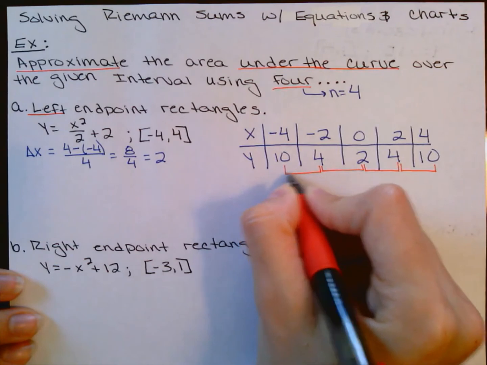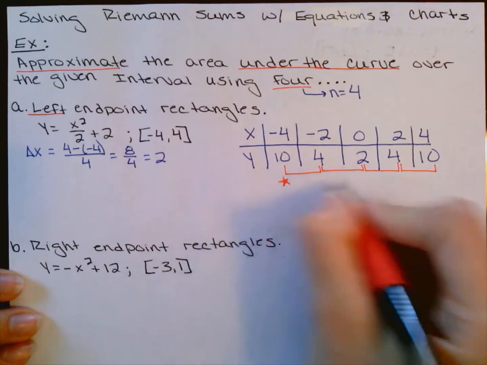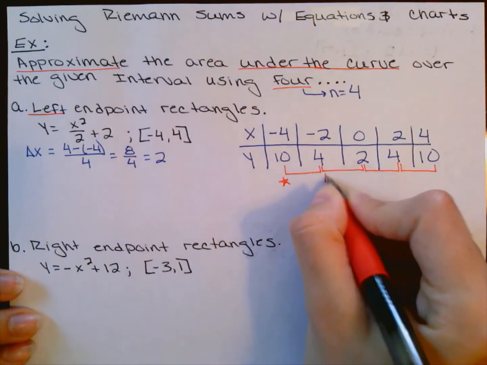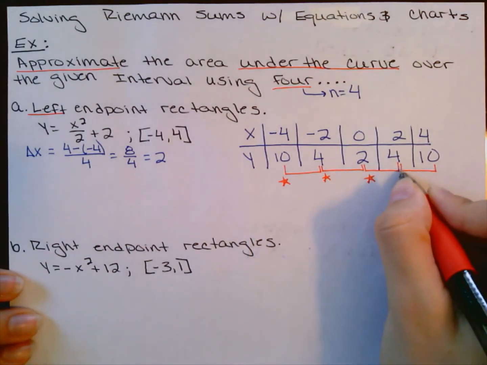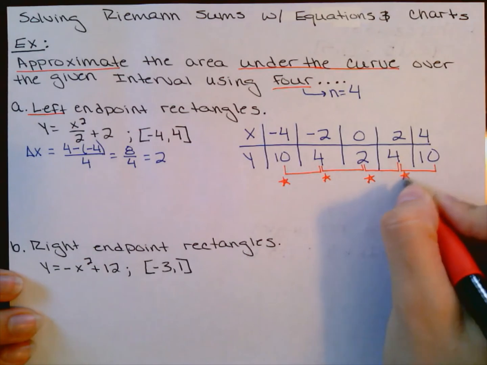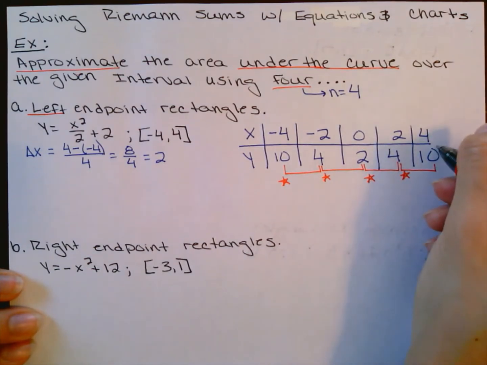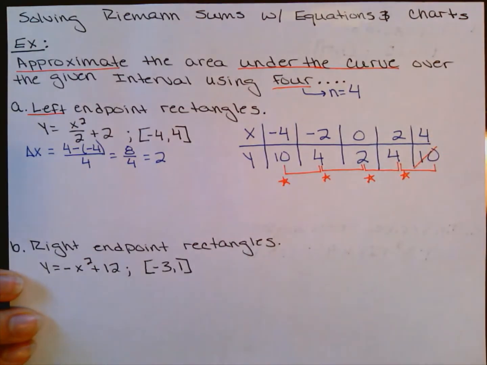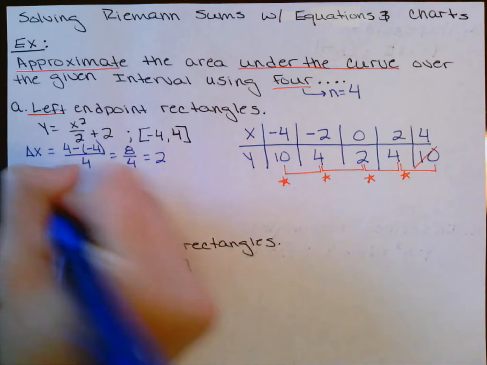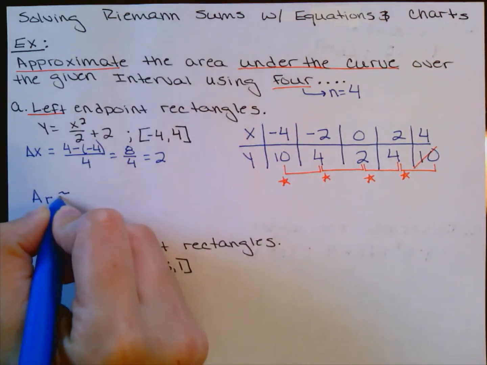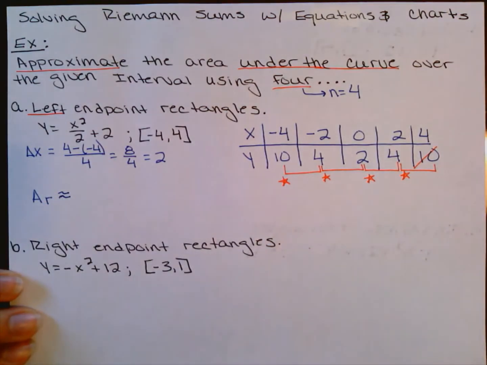So for this rectangle, I'm going to use 10 as my height. For this rectangle, I'm going to use 4. For this rectangle, I'm going to use 2. And for this rectangle, I'm going to use 4. So this is the only number that is not going to get used. Okay? So when I go to find my area according to a right rectangle. Why did I put right? We're doing left. Crazy me.